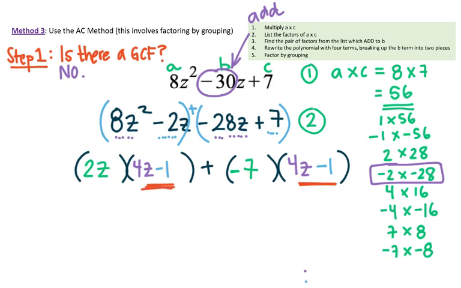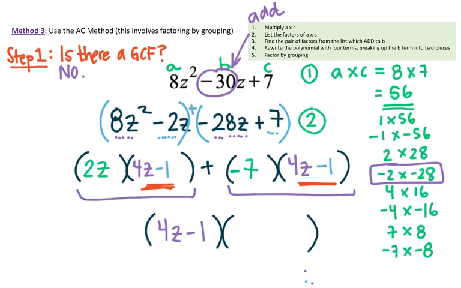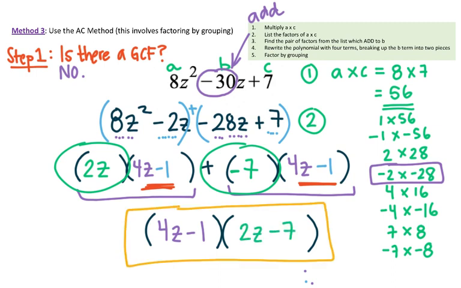So our final step would be to factor out that common factor of 4z minus 1, which is a binomial that's in both of these terms. And then we write the leftovers, in this case, which is 2z plus a minus 7, which is just minus 7. That is our final answer. We took the trinomial, and using the AC method, we factored it into a binomial times a binomial.